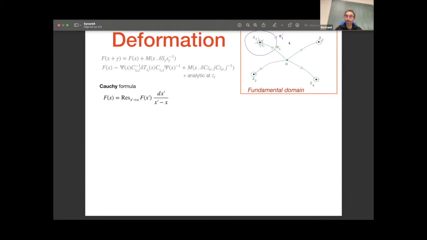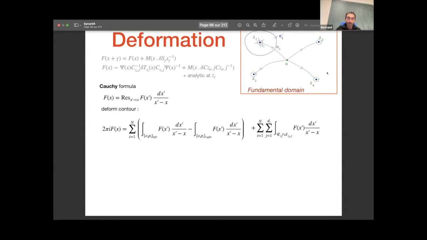And we shall deform, so we had an integral around some x here, and we shall deform the contour in such a way that now the new contour will go to the left of each edge, around the circles, and then to the right of each edge. So here is the formula that it gives. Well, for simplicity, I ignore the case where there is a pole at infinity in CP1. So 2 pi i times f of x is the sum of the integrals.